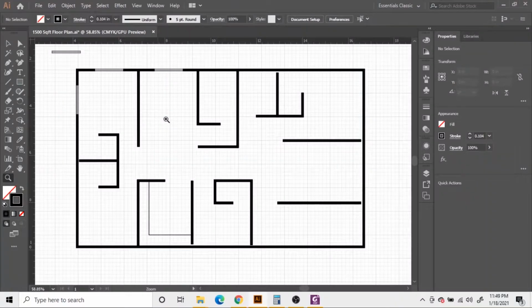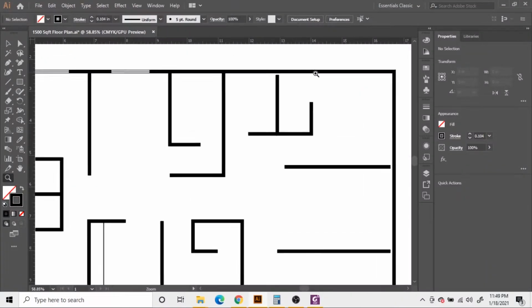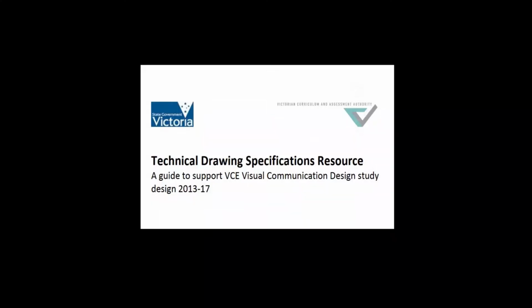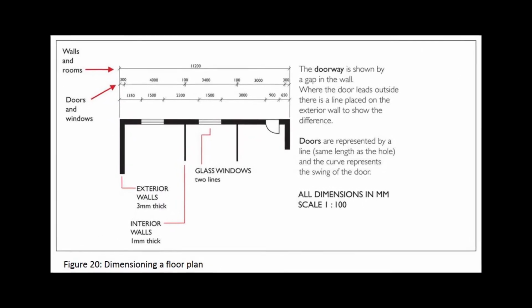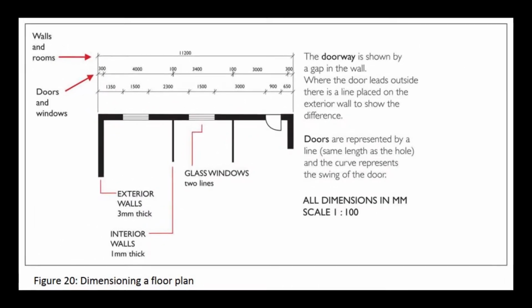In this video, you are going to learn how to add windows to the technical drawing of your floor plan. According to the technical drawing specification guide, a glass window is represented by two thin lines between the two border lines which joins the exterior and interior of the walls.